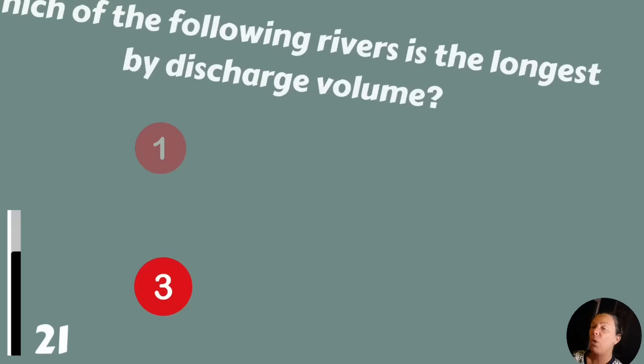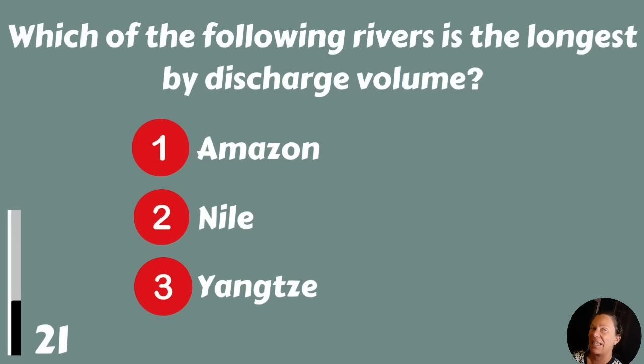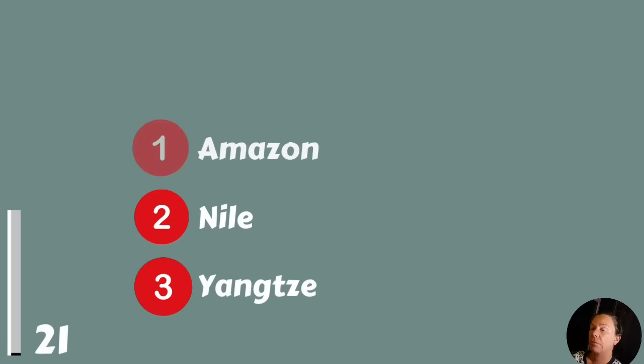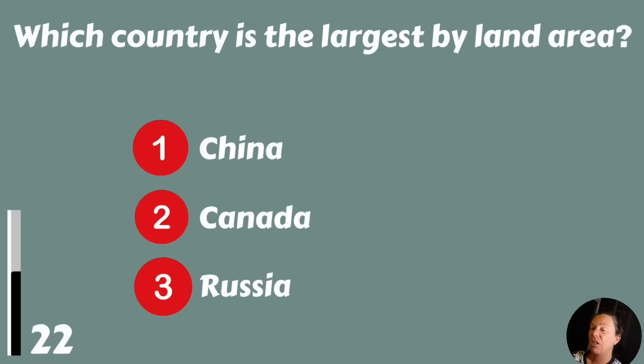Amazon, Nile, or Yangtze? Amazon. Which country is the largest by land area? China, Canada, or Russia? Russia.